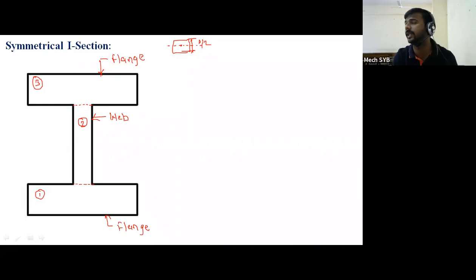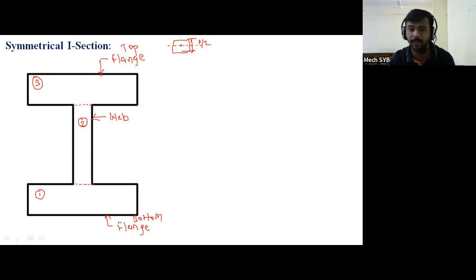So give these names also. And in addition to that, this vertical rectangle, rectangle number 1, is present at the bottom side. बघा, rectangle number 1 हा section च्या कुठल्या साइडला आहे? Bottom side ला. Therefore this flange is called a bottom flange, and this rectangle number 3 is present at the top side, therefore this is called a top flange.